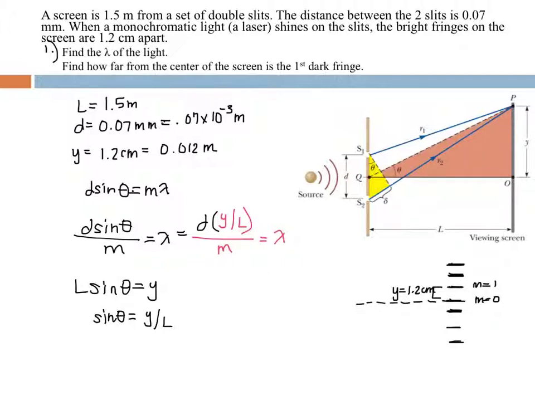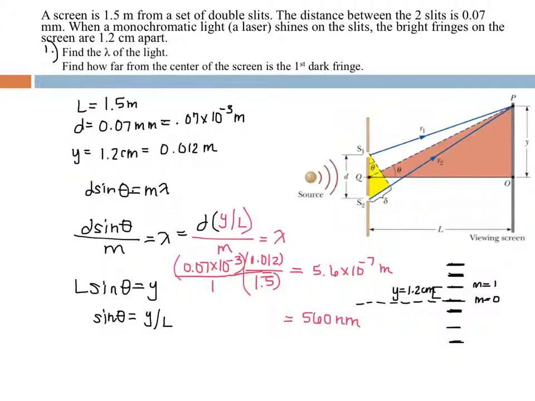So if I plug in all of my numbers, I should get 5.6 times 10 to the negative 7. That makes sense because wavelengths are about 560 nanometers, or 560 times 10 to the negative 9 meters. So again, all of these three things are equivalent. So this is about yellow light, actually, right in the middle of our visible light spectrum.